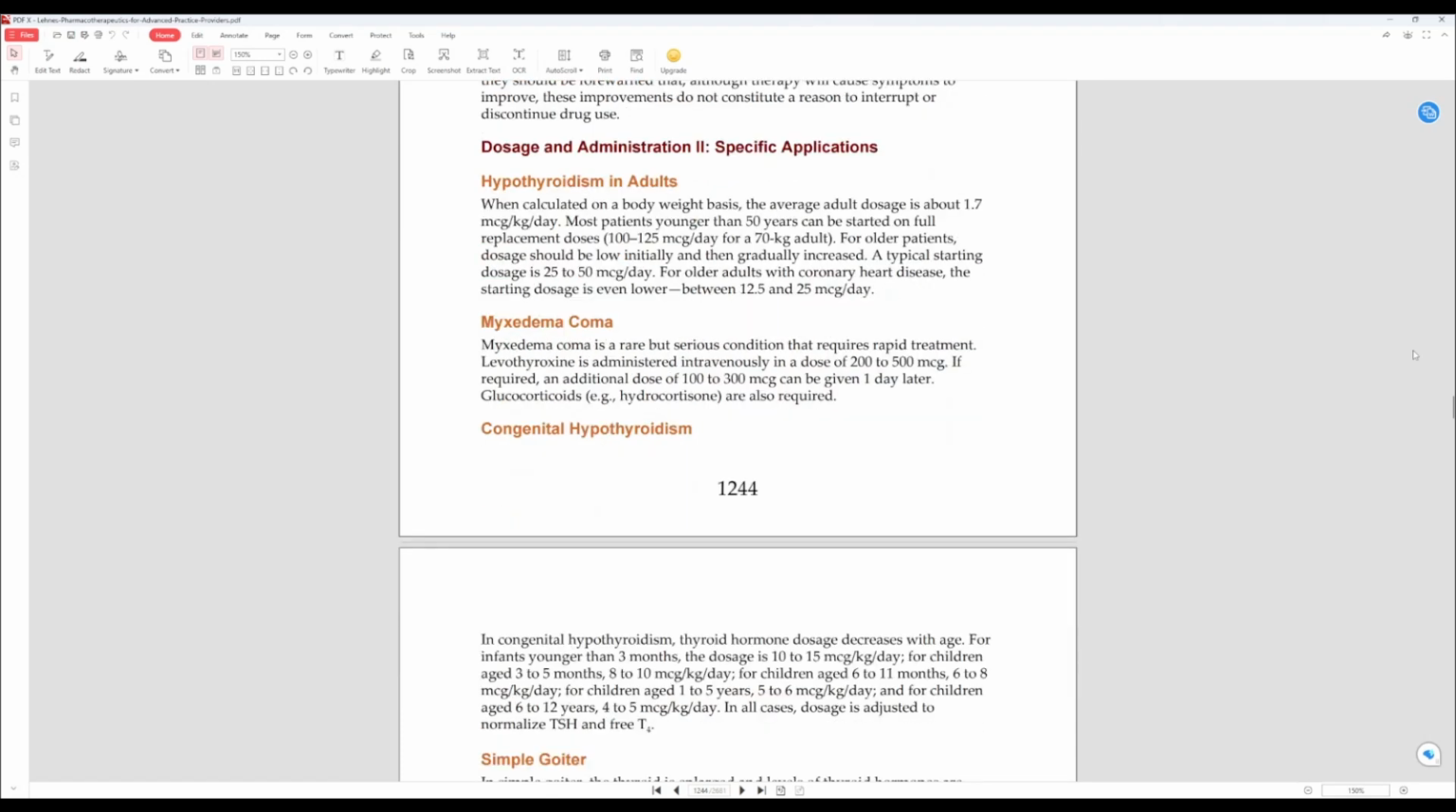Which brings us to myxedema coma. Myxedema coma is a rare but serious condition that requires rapid treatment. Levothyroxine is administered IV in a dose of 200 to 500 micrograms. If required, an additional dose of 100 to 300 micrograms can be given 1 day later. Glucocorticoids are also required. The glucocorticoid of choice is usually hydrocortisone.